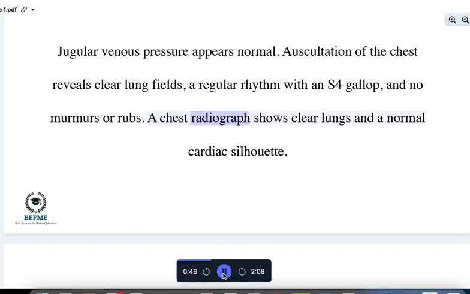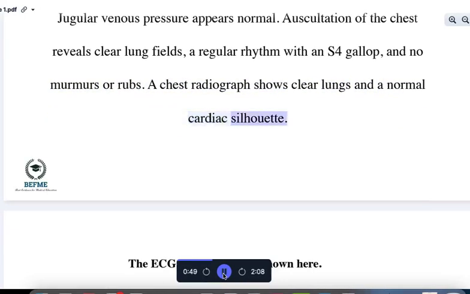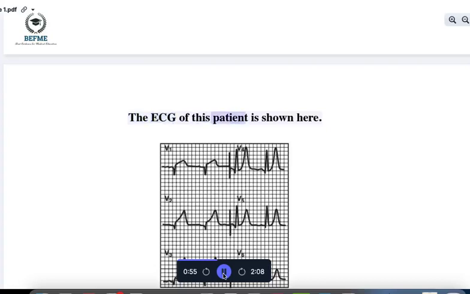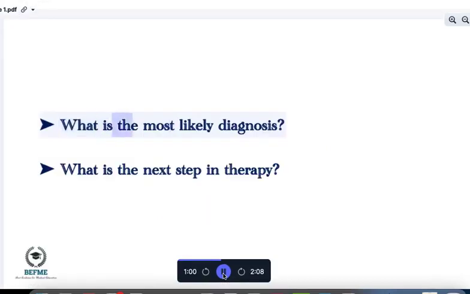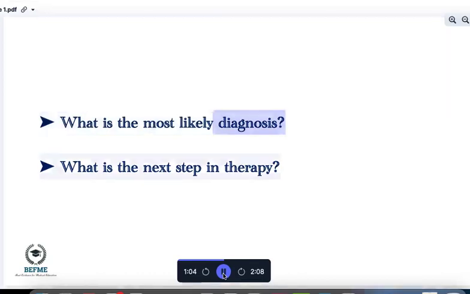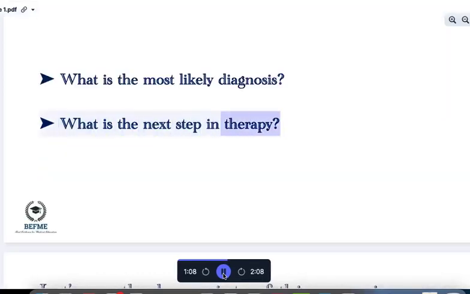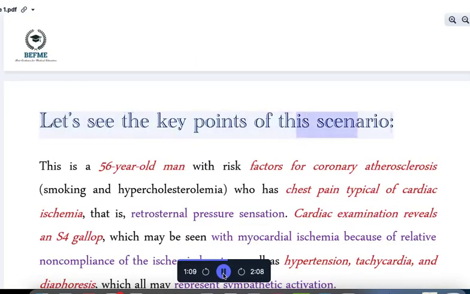A chest radiograph shows clear lungs and a normal cardiac silhouette. The ECG of this patient is shown here. What is the most likely diagnosis? What is the next step in therapy? Let's see the key points of this scenario.